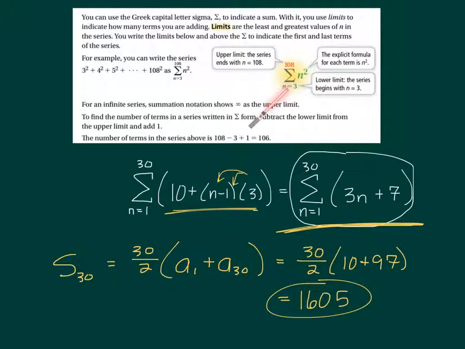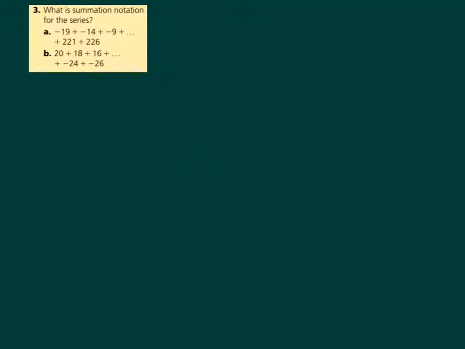And again, to get the first term, plug in 3. Last term, plug in 108. So here, part A. All they're asking us to do is to rewrite that series in sigma notation. They're not asking us to actually evaluate the series. So to write it in sigma notation, we need to know how many terms there are, and we need to know the explicit formula for the sequence.